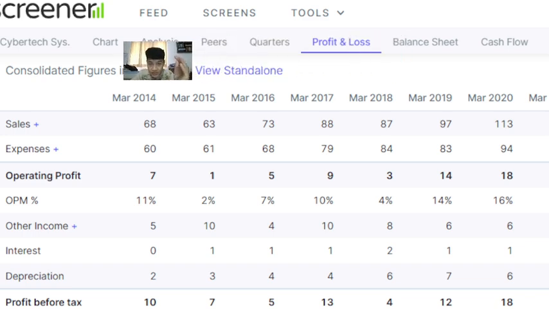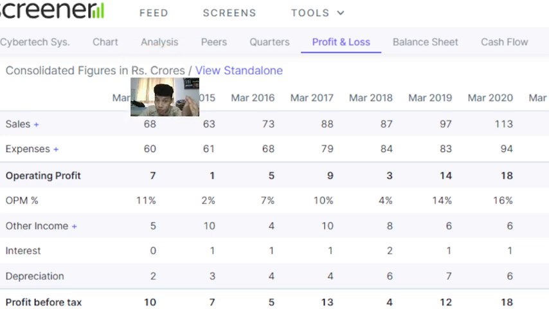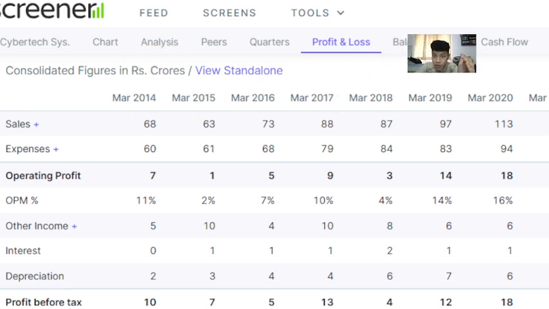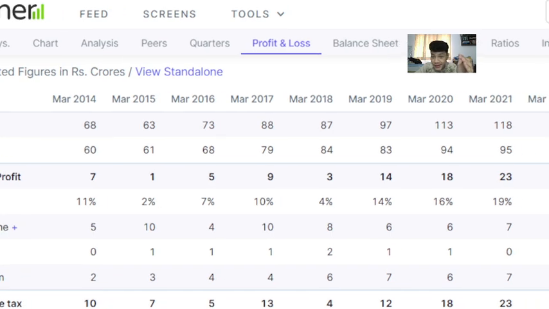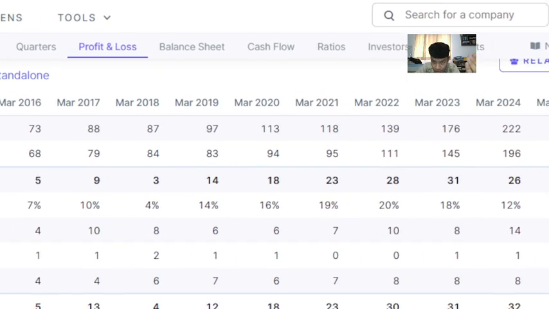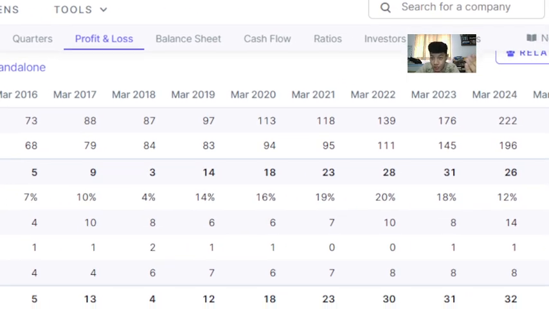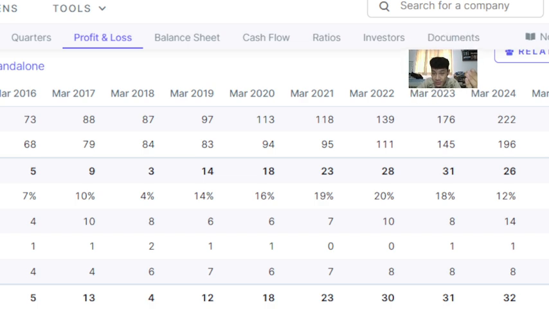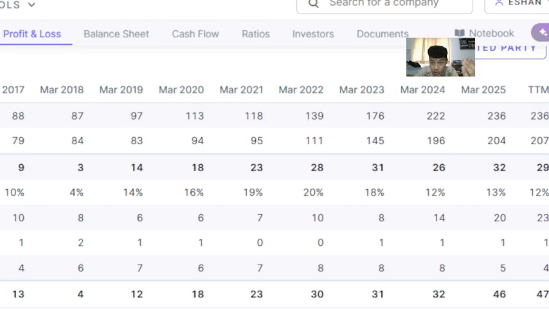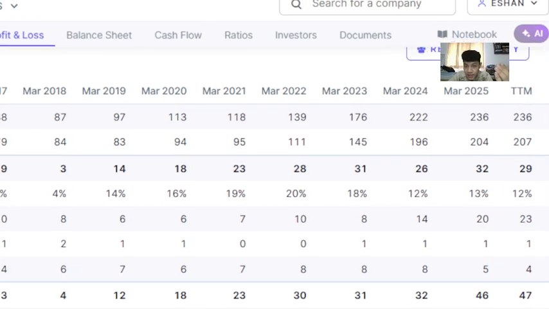In 2014, we have sales of 68 crore rupees. We move forward, let's go all the way to 2020. We have sales of 113 crores. We move forward. 176 crores of sales in 2023. Then let's go all the way to 2025. Here we have sales of 236 crores.